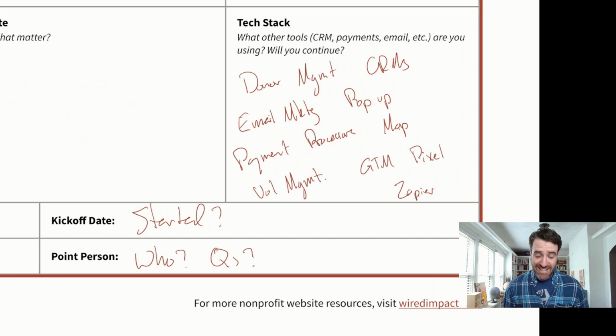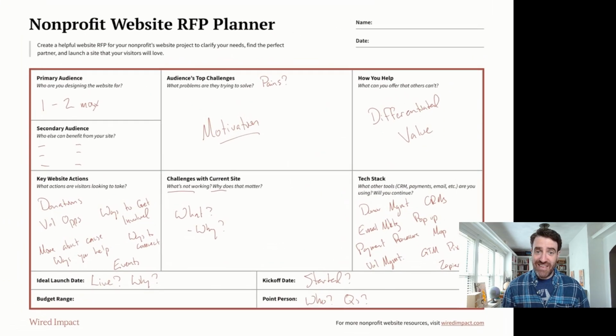And that's it. So now, turning this into an actual RFP, what I recommend is just use each box here and use each label as a heading in your actual RFP document. So start with your audience, go into their challenges, go into how you help, and just follow sequentially through this worksheet. Turn each section into a heading and write your answers directly in there. So hopefully it's pretty easy now to take all the heavy lifting you've done in this worksheet and turn that into your nonprofit website RFP.